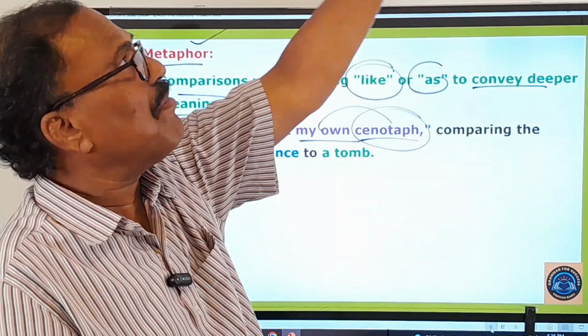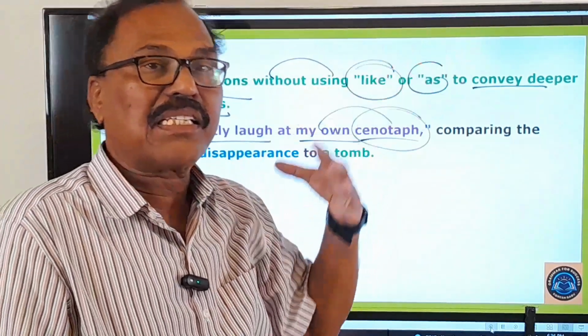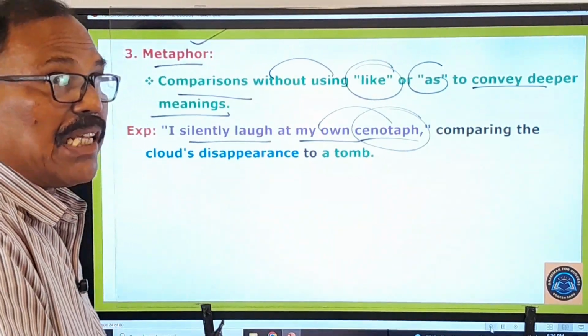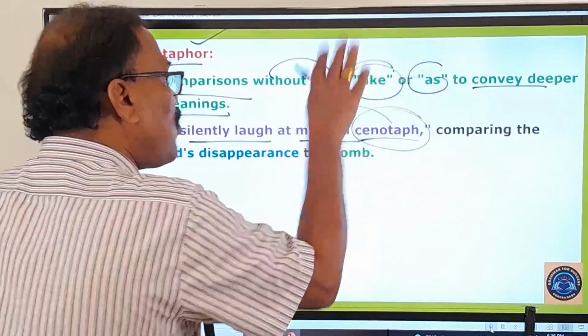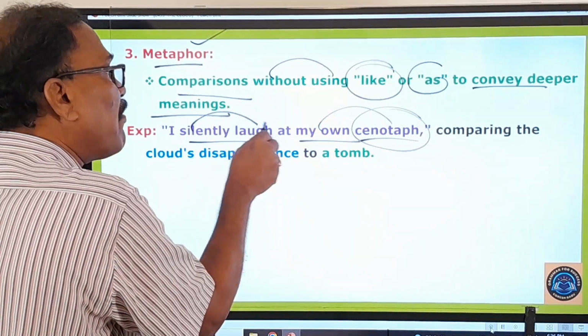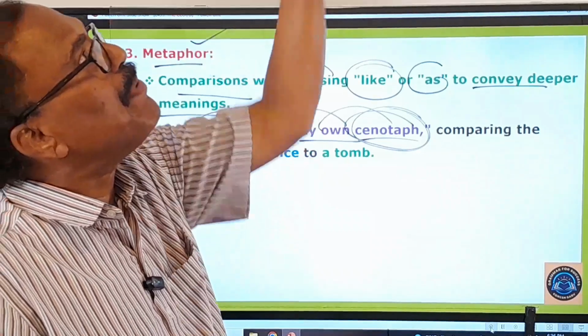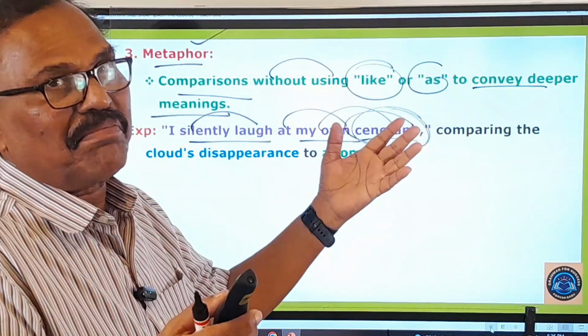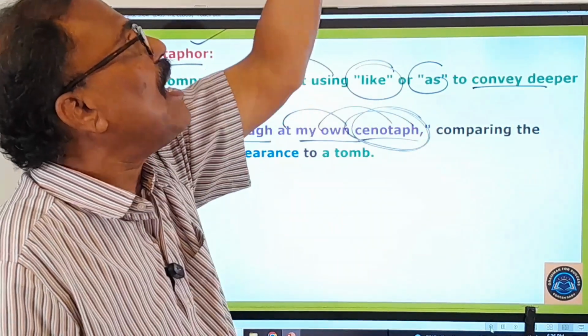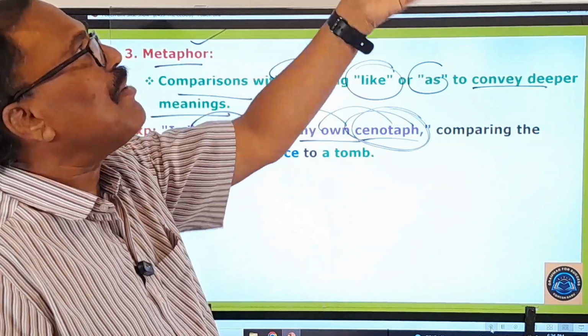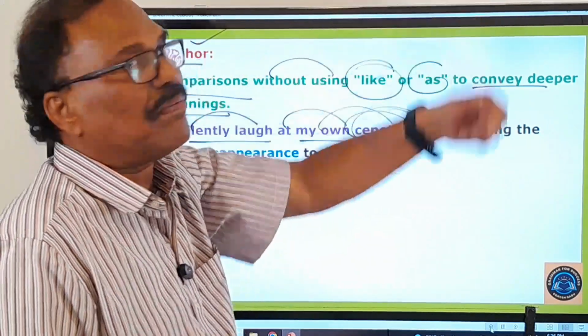The disappearance of all clouds in the sky is just like my tomb. That's what the cloud says. So, but here like or as is not there. So here I silently laugh at my own cenotaph. I silently laugh at my disappearance in the sky. No more clouds in the sky. The disappearance of all the clouds is called the tomb. You know that very well.